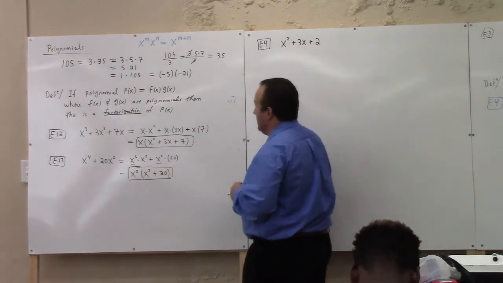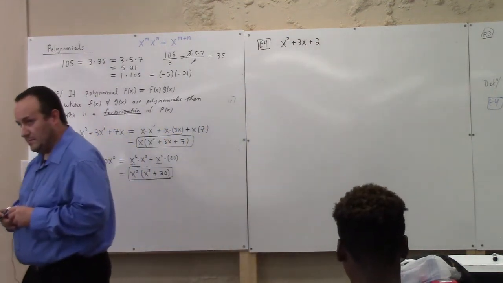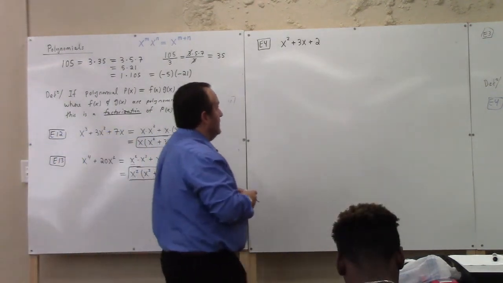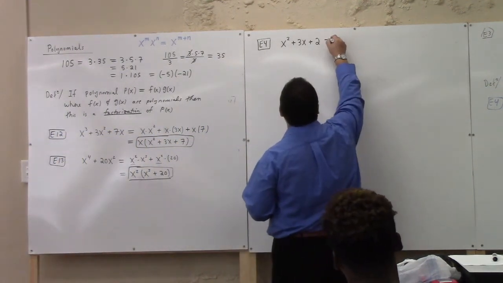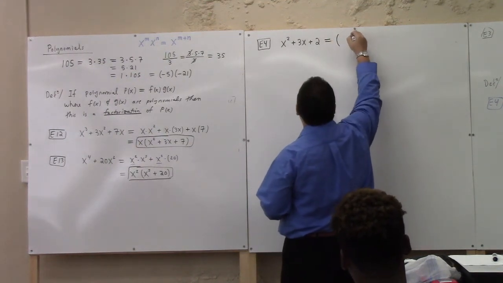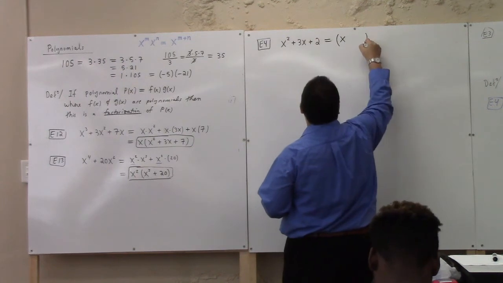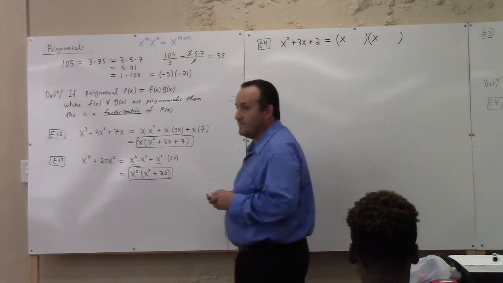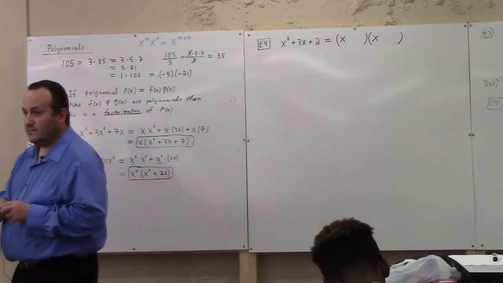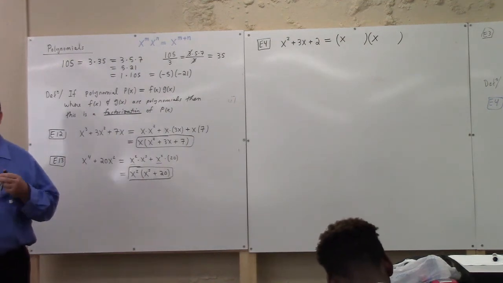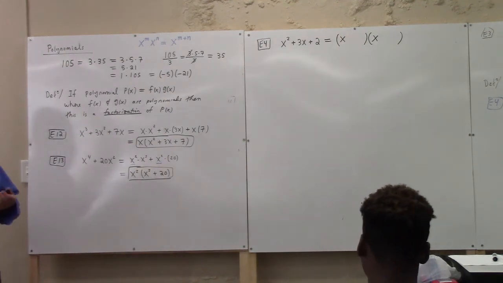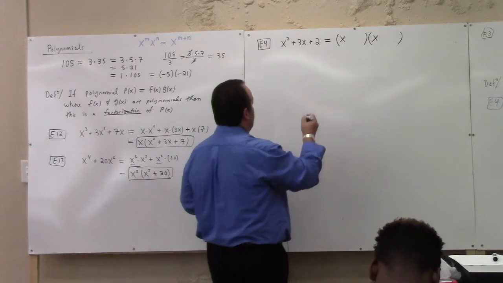x squared plus 3x plus 2. This can be factored. So here's the idea. If you look at it, we could put an x here, and an x here, like that. If we do that, when we multiply it back out, we get the x squared. So we've got the x squared. How can we get a 2?